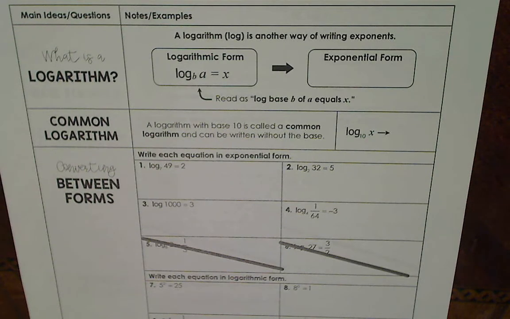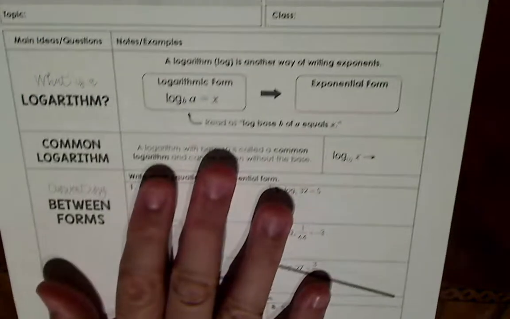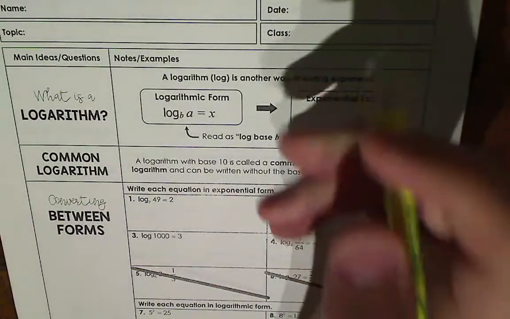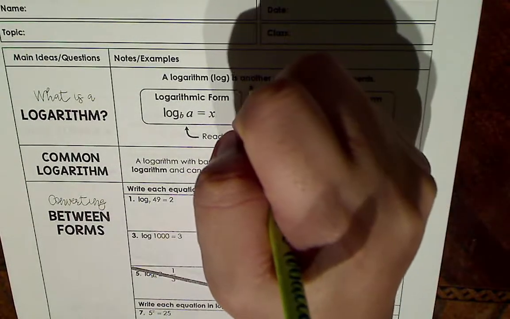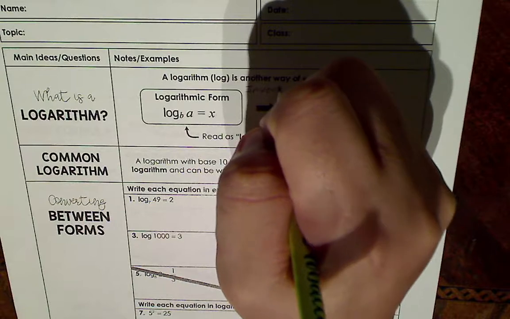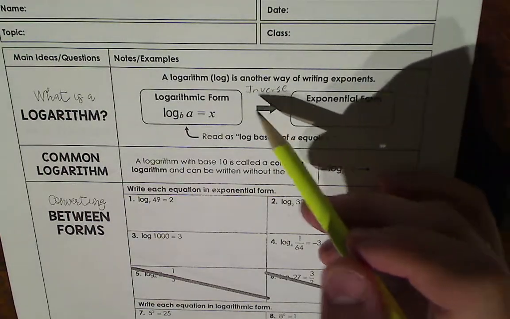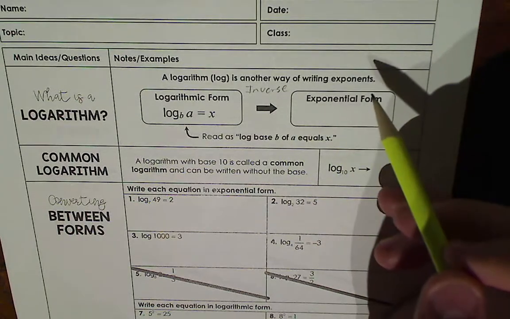Good afternoon, folks. So we're looking at logarithms today, mainly the conversion between exponential and logarithms. So essentially, what is a logarithm? The first thing you want to know about a logarithm is that it is the inverse of exponential. We started off with exponential already, but now we're going to start intermixing logarithm with exponential.